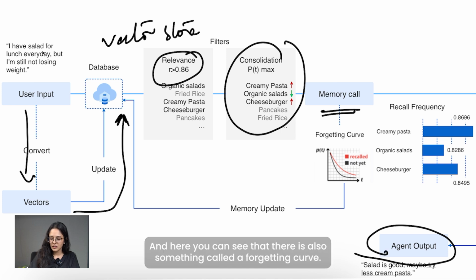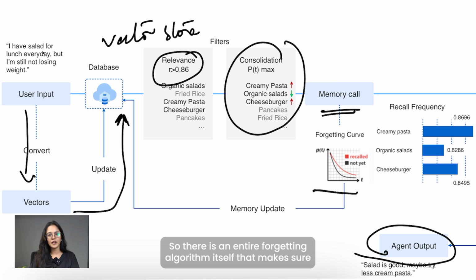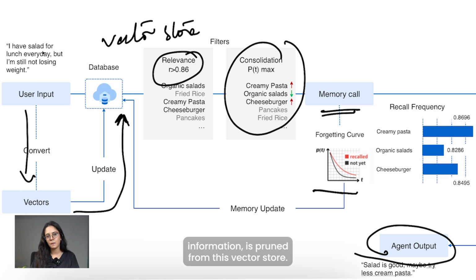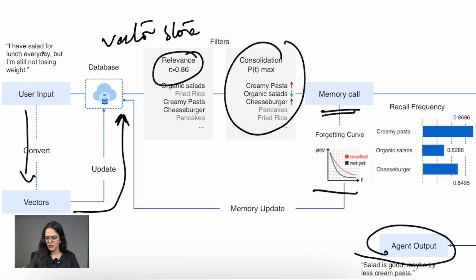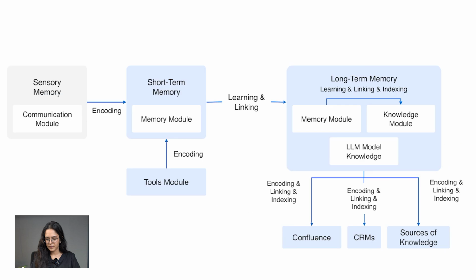And here you can see that there is also something called a forgetting curve, right? So previously, just a few slides ago, we discussed the forgetting mechanism. So there is an entire forgetting algorithm itself that makes sure that only the least relevant memories, or only the least relevant information, is pruned from this vector store, right? So that's entirely how it works.